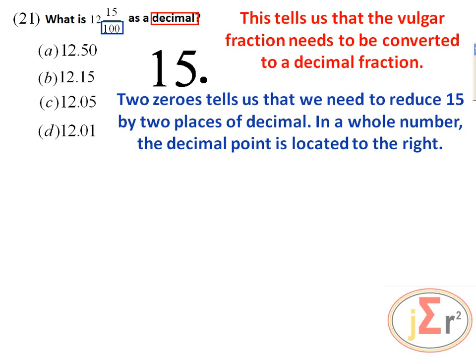So we have 2 zeros in 100. We therefore reduce 15 by 2 places of decimal. And if we have a whole number, the decimal point in a whole number is located to the right. So we will reduce 15 by 2 places of decimal. 1, 2.